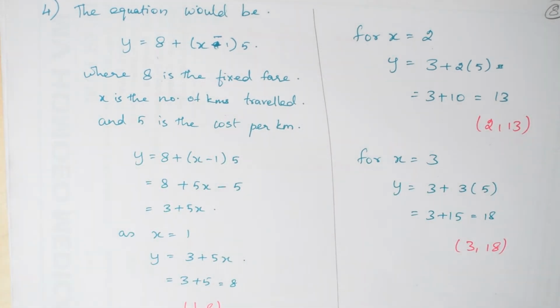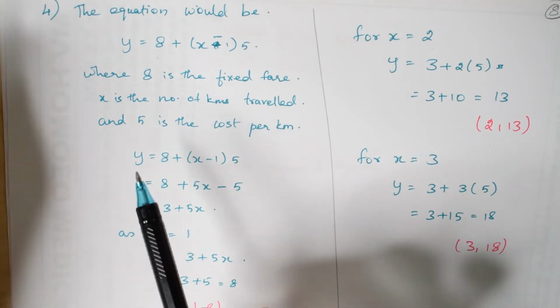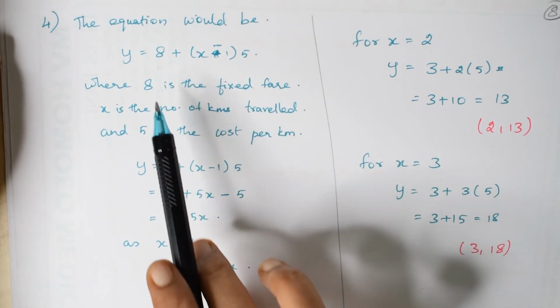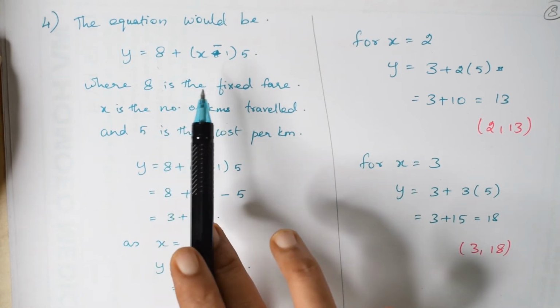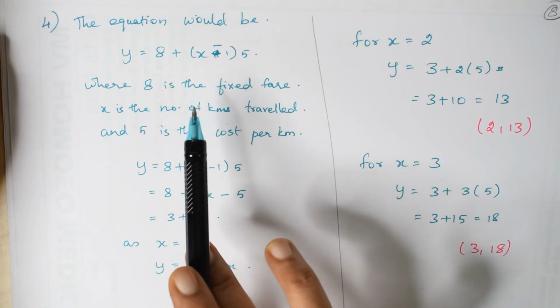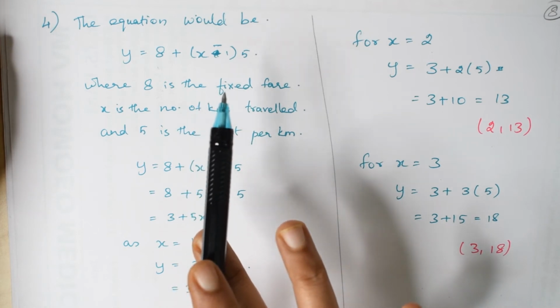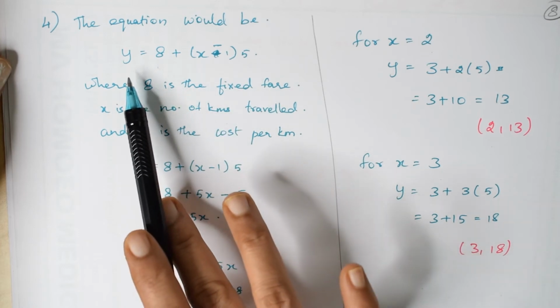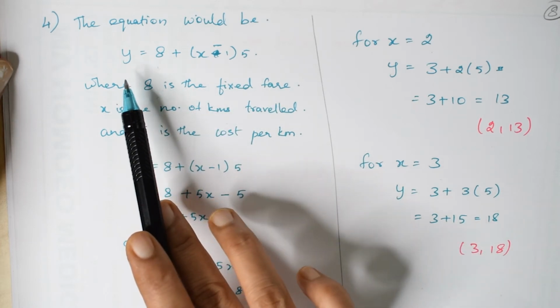Let us continue with the fourth sum. Here in the question, they are asking us to find the taxi fare. Usually, when we take a taxi ride, the first kilometer is a fixed amount. Here in this question, the fixed amount is rupees 8. The first kilometer costs 8 rupees. The others, from the second kilometer to however many kilometers you have traveled, will cost 5 rupees each. So we are calculating the total cost as y.